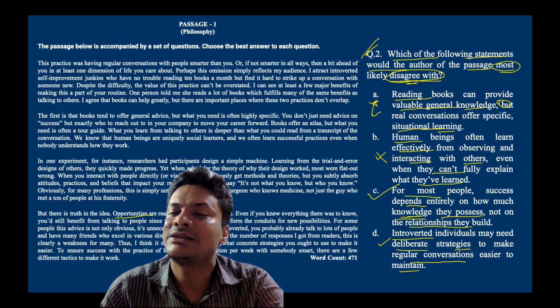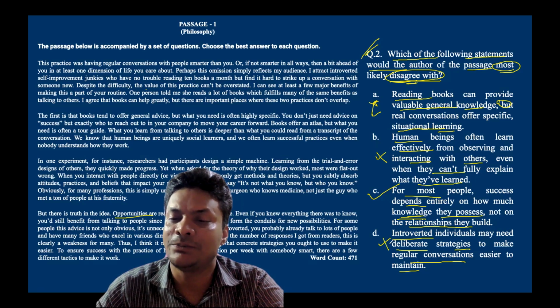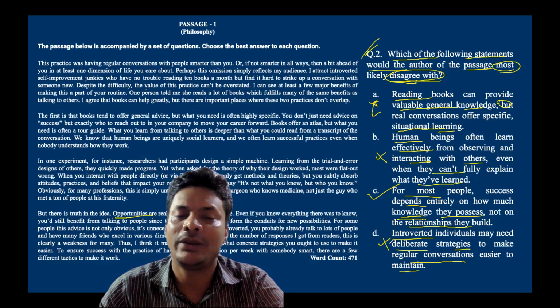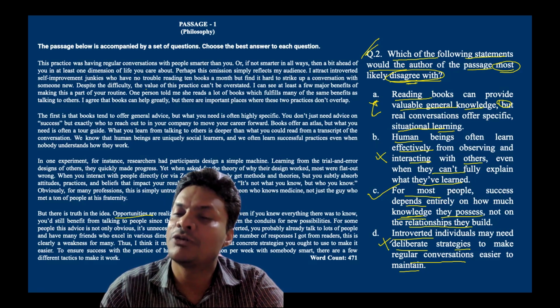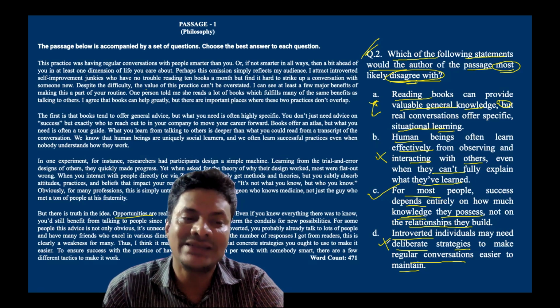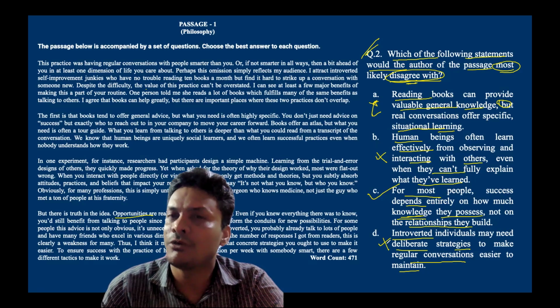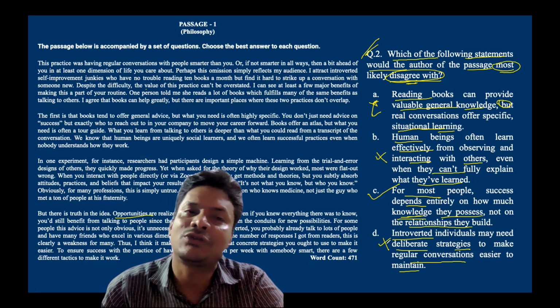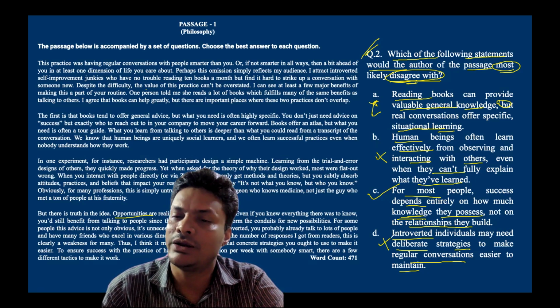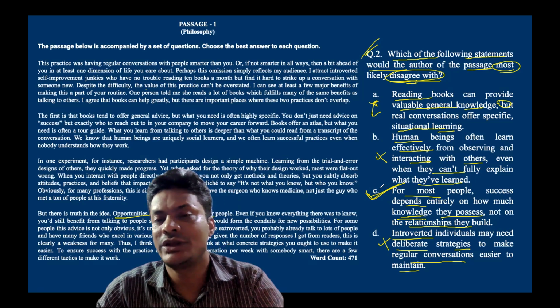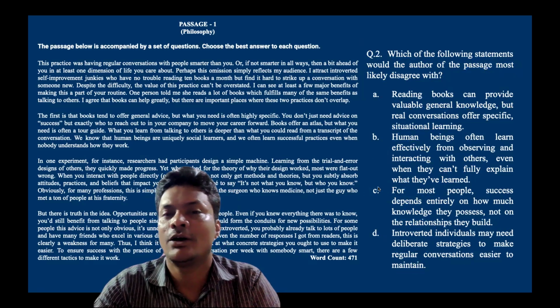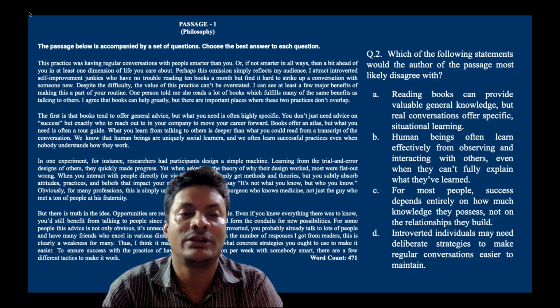And the next is option D, right? This also cannot be the answer because it is stated introverted individuals possibly need deliberate strategies. This is explicitly mentioned in the conclusion that introverts need deliberate strategies to talk regularly. So in that case, the author disagrees with option C. Hope you understood this. Okay, moving to the third question here.